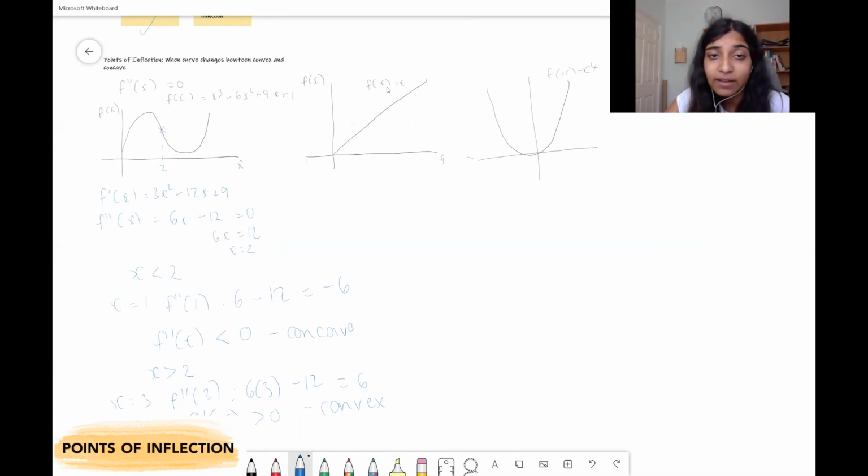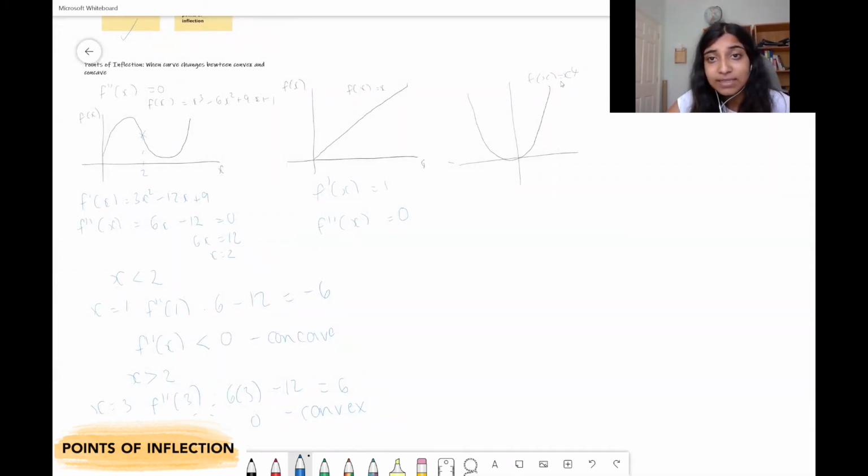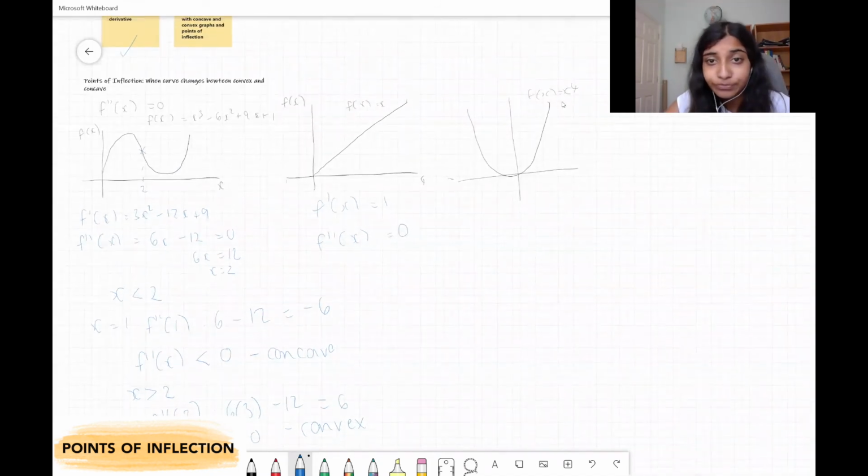For example, if we have f(x) equal to x, the first derivative would be equal to 1, and our second derivative would be equal to 0. So our second derivative is equal to 0, and this would happen for all values of x. But our graph is just a straight line. It's not switching between convexity or concavity. So over here we don't have a point of inflection, even though our second derivative is equal to 0. And similarly for this graph, f(x) is equal to x to the power of 4.